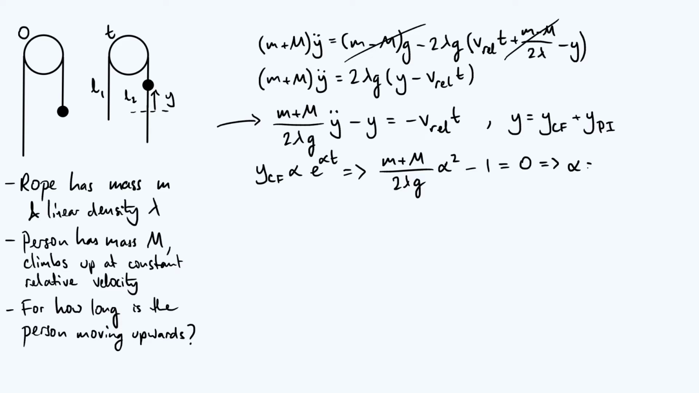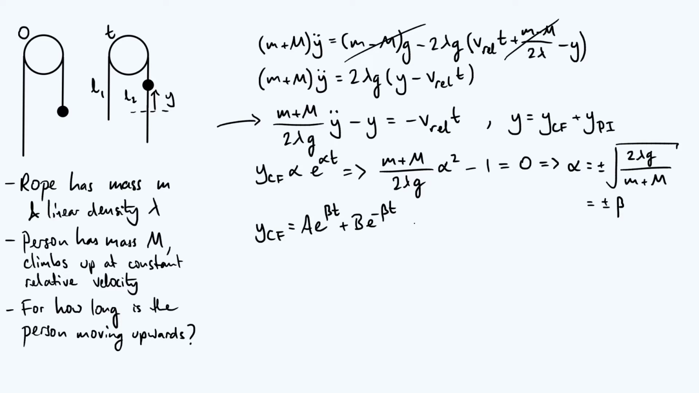You get alpha is plus or minus the square root of 2 lambda g divided by small m plus big M. And for convenience, I'm going to say that this is plus or minus beta, where beta is basically this entire square root term, just for our notational convenience. So because there's two different values of alpha, your general complementary function is going to be a linear combination of those two exponentials. So you've got some coefficient a times e to the positive beta t plus some other coefficient b times e to the minus beta t.